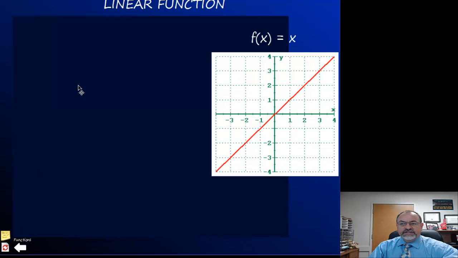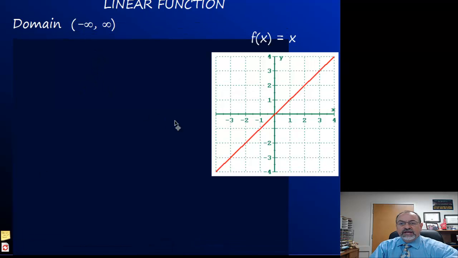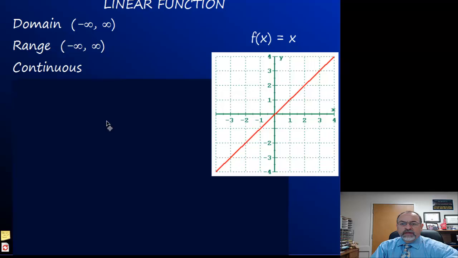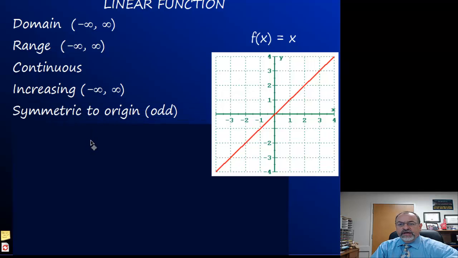So if we take a look at the linear function and we look at the domain, we notice that it's all real numbers. We look at the range, that's going to be all real numbers as well. It goes up and down forever. It is continuous. We never have to pick up our pencil when we're drawing it. It's increasing on the entire domain. So from negative infinity all the way up to positive infinity, this linear function is increasing. Symmetry, it's symmetrical to the origin. If you turn it 180 degrees, you're going to get the exact same thing. Or if you put in negative x, you're going to get the opposite of the whole function, making it odd.